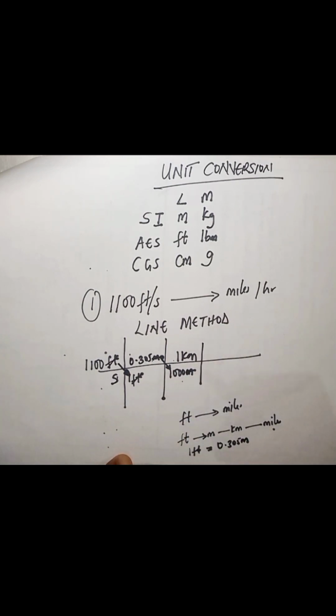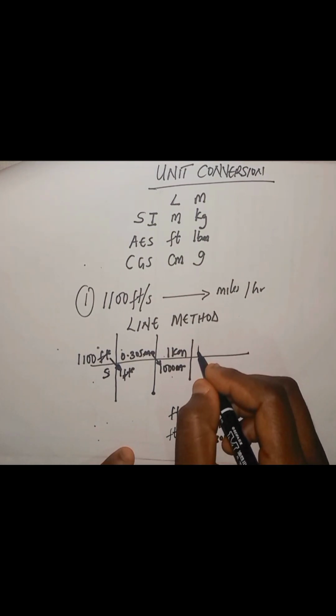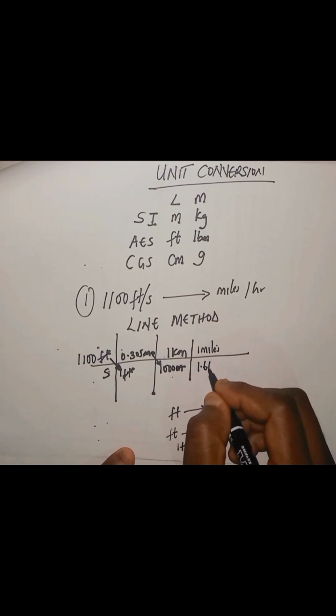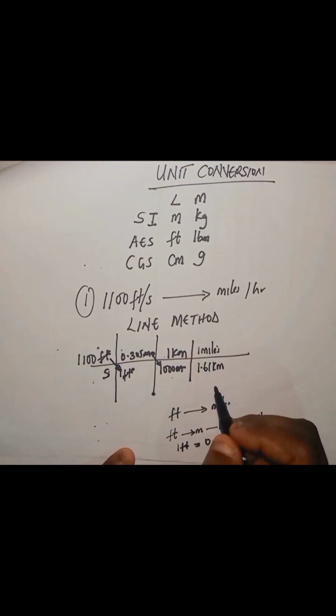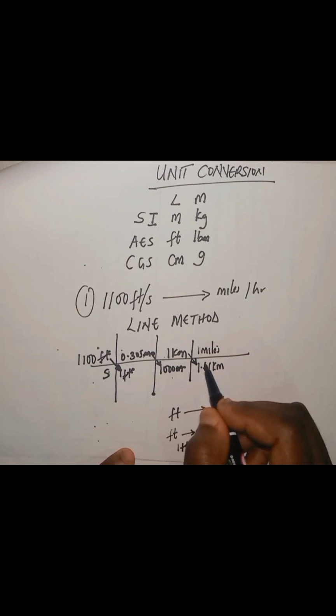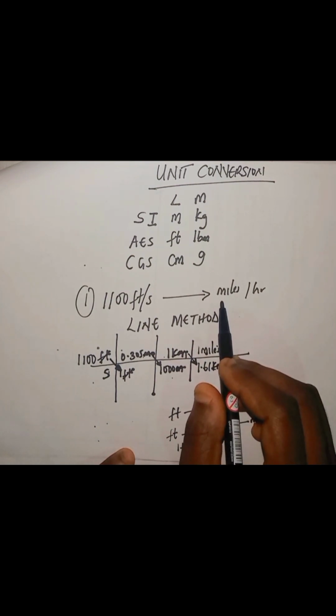Now kilometers to miles. 1 mile is equivalent to 1.61 kilometers. So this is diagonal to one another, because the unit we don't want, we cancel out. So we are left with miles, and miles is what we are asked to find.